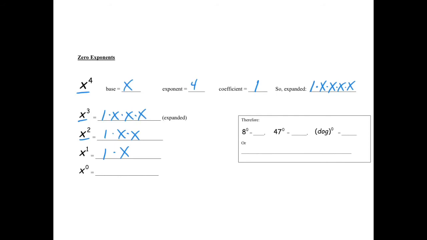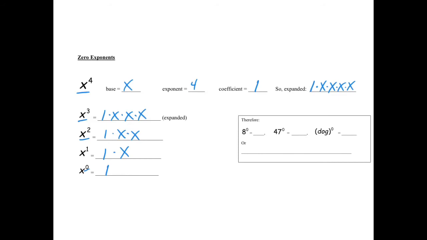So each time, the exponent is telling us to write down the x that many times and attach it to that 1. That means if we get to x to the 0, we'll start with 1, because that's the coefficient. But the exponent of 0 says write the x down 0 times. Well, that means it looks like x to the 0 is equal to 1.